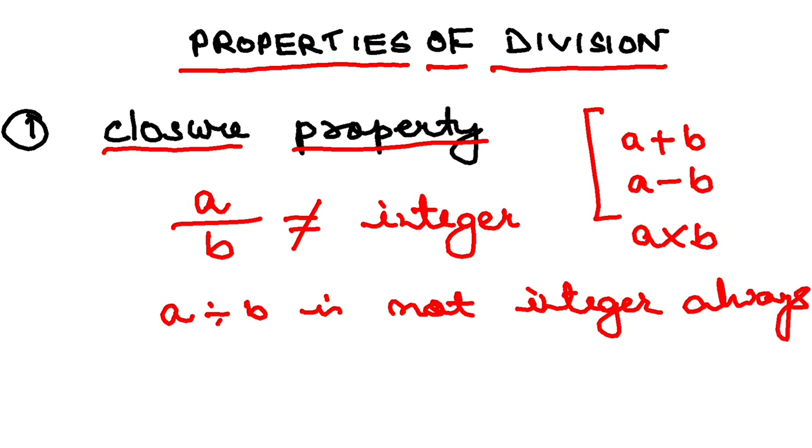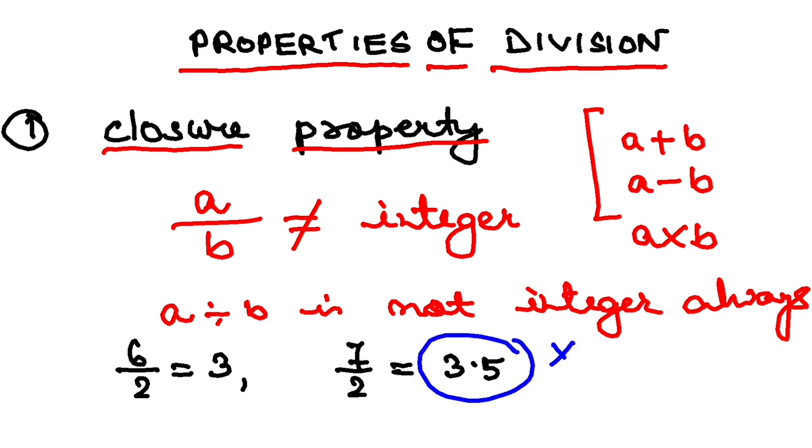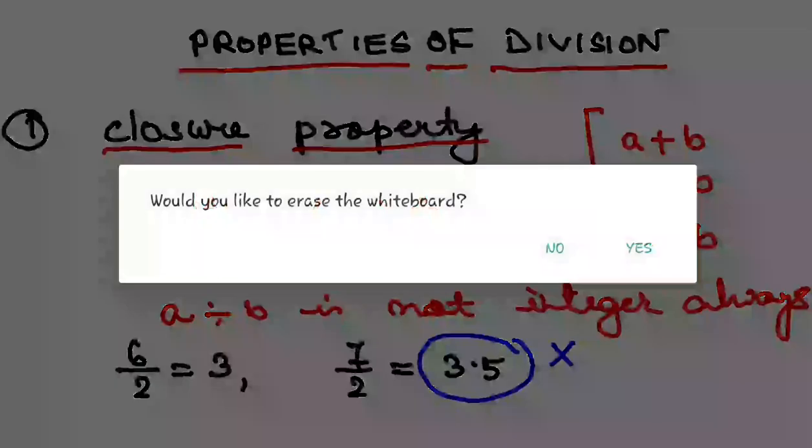As an example, suppose I am dividing 6 by 2. 6 by 2 is 3, so 3 is an integer. This time closure property is followed. But if I divide 7 by 2, 7 by 2 is 3.5 and this 3.5 is not an integer. That means, in short, in case of division, closure property is not always followed. Done. Now let us go to property 2.